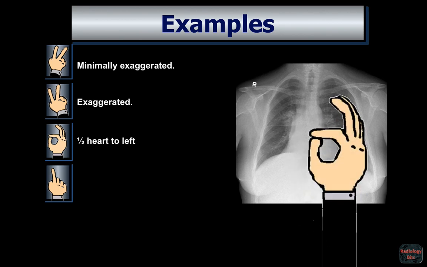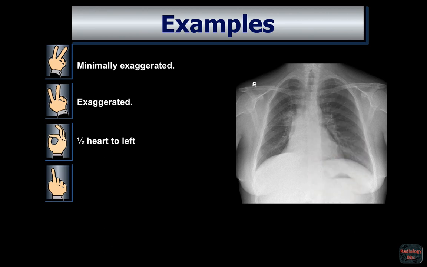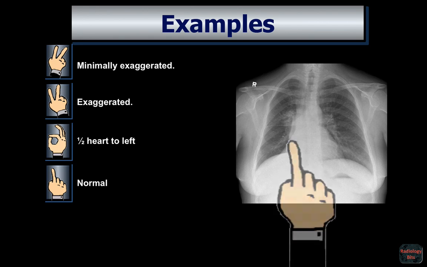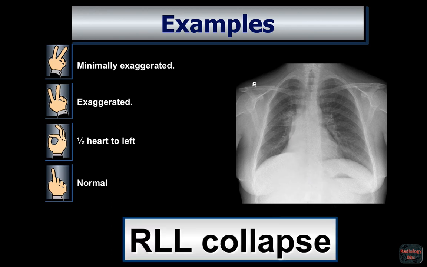Now, if you check the heart using the perfection sign, you'll notice that about a half of the cardiac shadow is to the left of the midline and the other half is to the right of the midline, meaning that there is some shift to the right side. Again, this confirms that there is right-sided volume loss. The minor fissure is in its normal location, so the right middle lobe is not affected. All these features are consistent with a right lower lobe collapse.